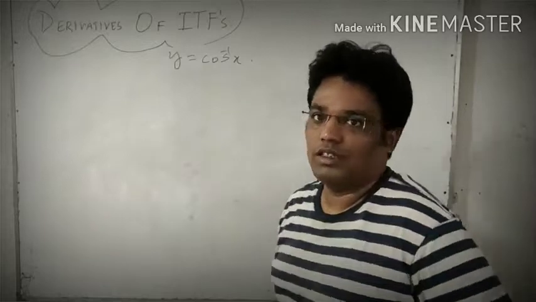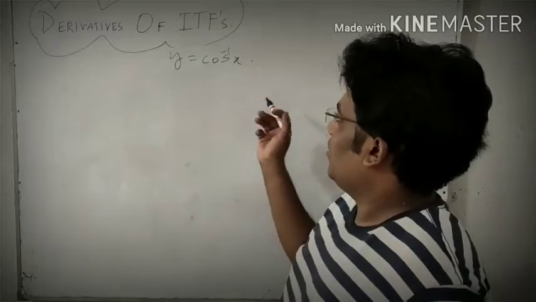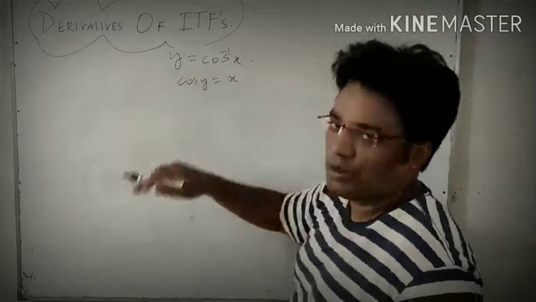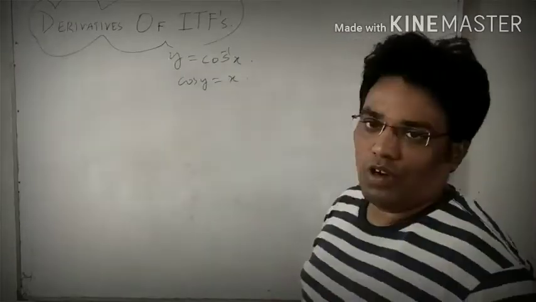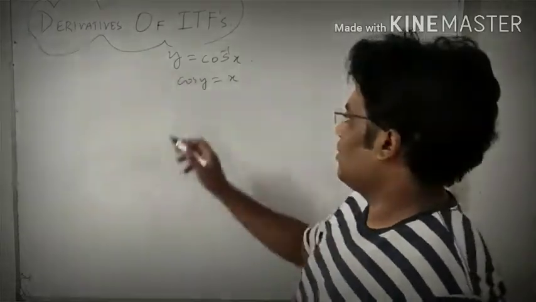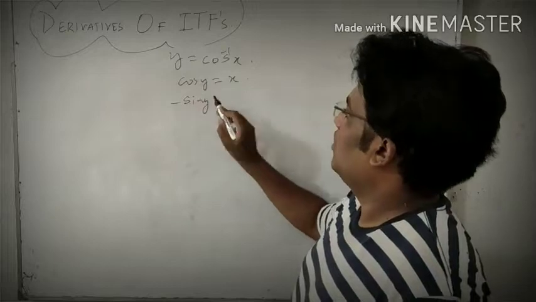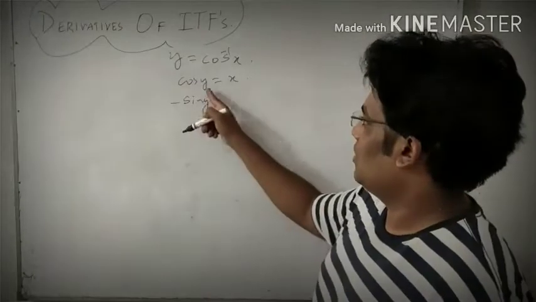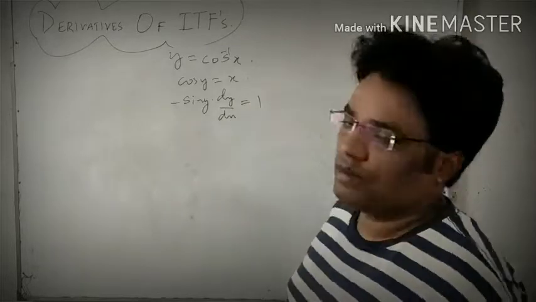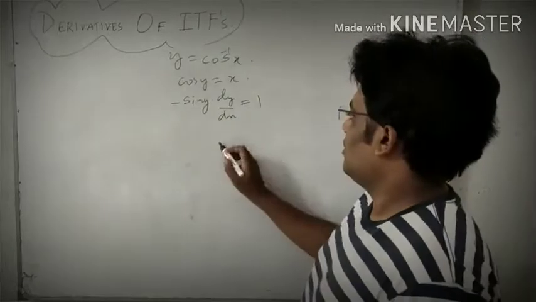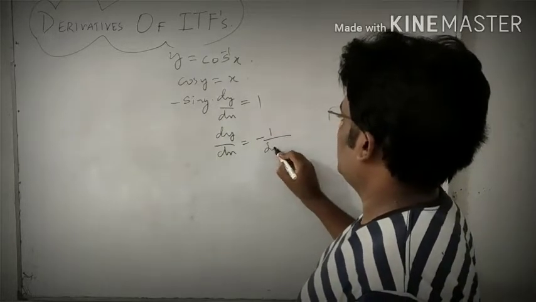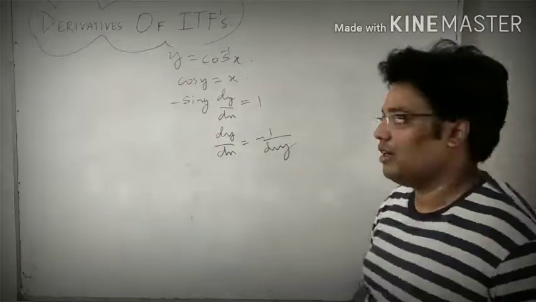Hope you can grasp the things. If y equal to cos inverse x, then cos y is equal to x, x equal to cos y. Differentiation of cos of something is minus sine of something into differentiation of that something. Differentiation of y with respect to x is dy by dx, equal to differentiation of x with respect to x, which is 1. So finally dy by dx equal to minus 1 by sin y. Send that to the RHS part.